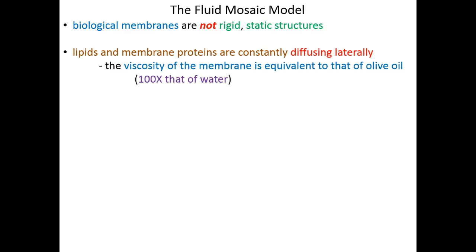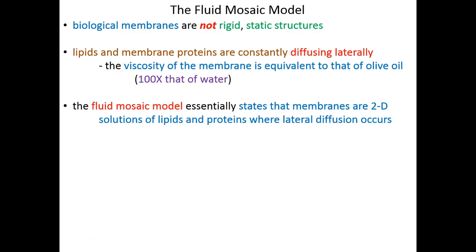Now, olive oil is not very firm, obviously, but it's also important to note that it's 100 times more viscous than water. The fluid mosaic model essentially tells us that membranes are two-dimensional. Remember, not three-dimensional because of the asymmetry. We can't have molecules moving up or down. We can't have molecules flipping upside down, but we can have molecules moving front, back, left, and right. That's that lateral diffusion, and molecules do move that way constantly in a very fluid way.